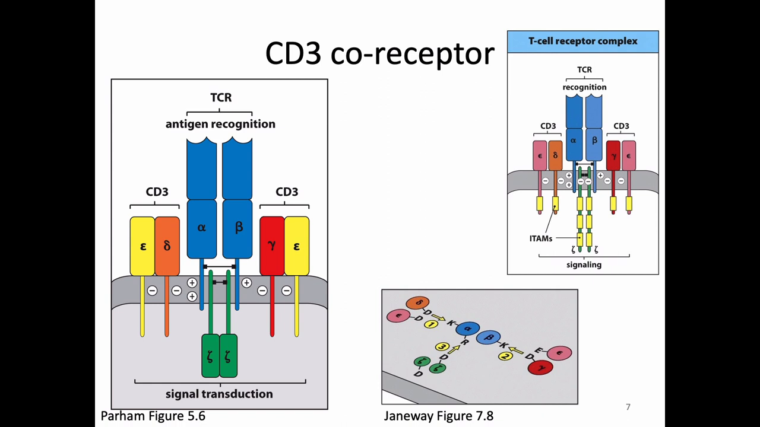This is actually a little bit of a better representation of it. You can see that delta, epsilon, and then gamma and epsilon each have a medium-ish cytoplasmic tail, and they each are drawn with one of these yellow boxes. Those yellow boxes are called ITAMs.